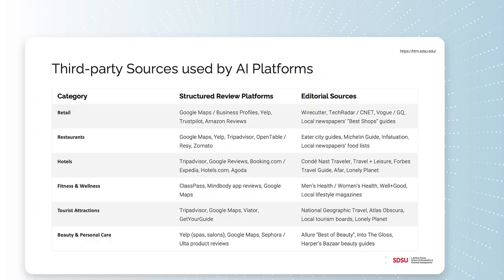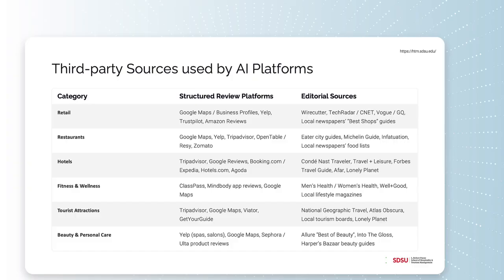Here's a table that shows what third-party sources are used by various AI platforms. They're split by category, structured review platforms, and editorial sources. In retail, the structured review platforms are mostly represented by, obviously, Google Maps, Google Business Profiles, Yelp, Trustpilot, Amazon reviews, and whatnot. There are also multiple editorial sources that influence AI's decisions. In restaurants, it's Google Maps, Yelp, TripAdvisor, OpenTable, Resy, and Zomato, and also various city guides, Michelin guides, and whatnot.